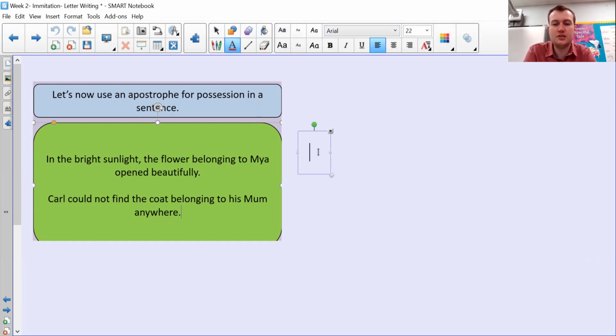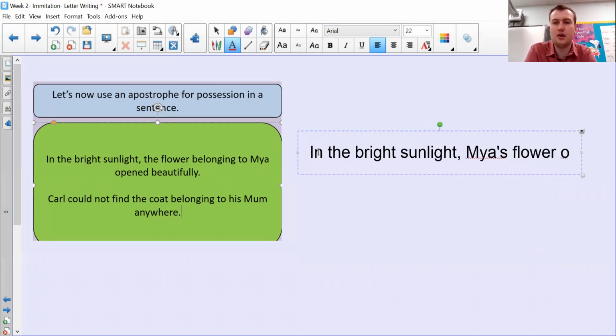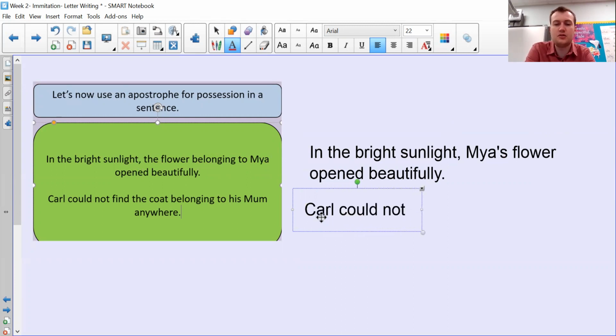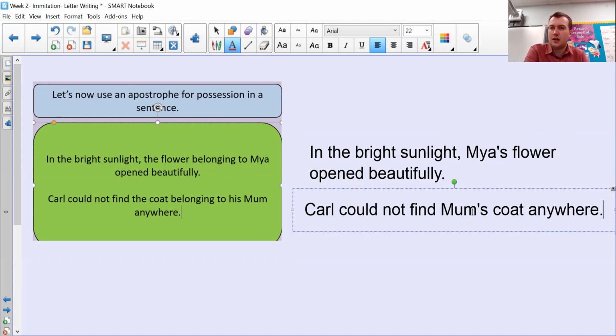Right, so for this, hopefully you have written in the bright sunlight, Maya's flower opened beautifully, because we've got rid of belonging to and put in that apostrophe S, because the flower belongs to Maya. It's Maya's flower. And then Carl could not find Mum's coat anywhere, because whose coat is it? It is Mum's. So we get rid of belonging to. Carl could not find Mum's coat anywhere.